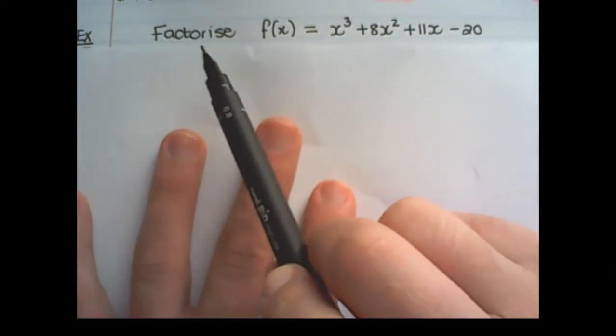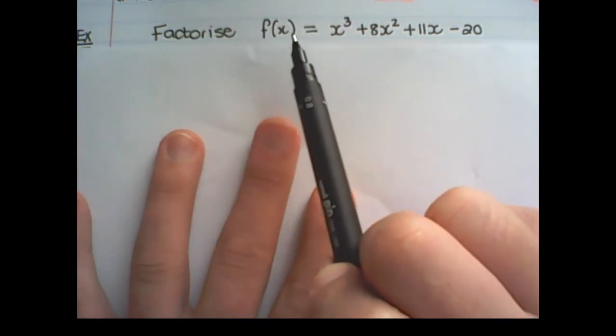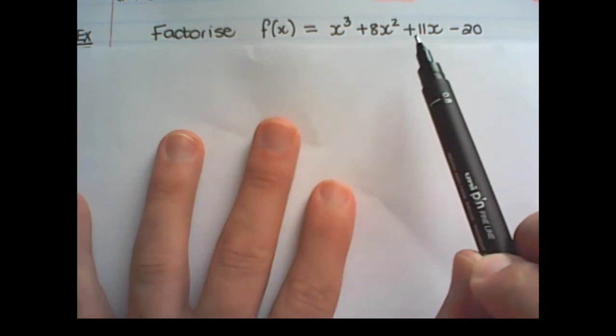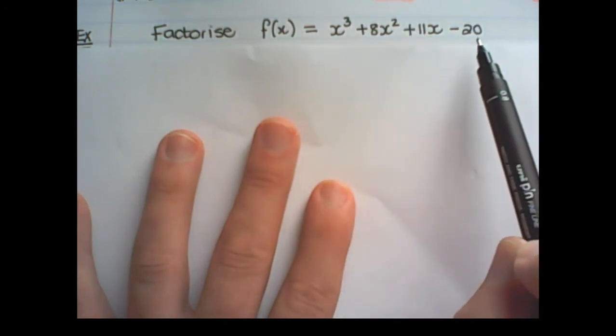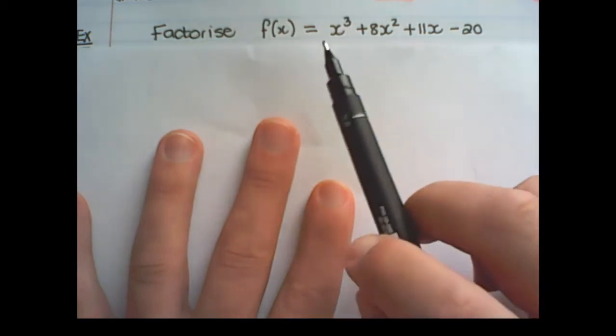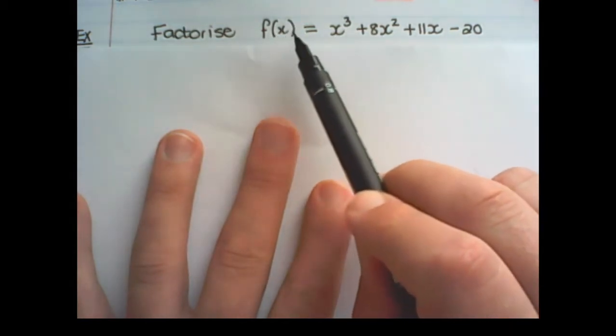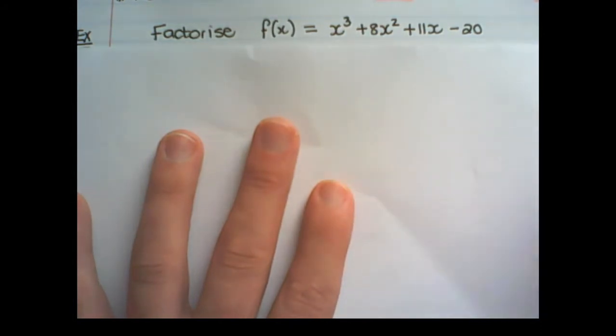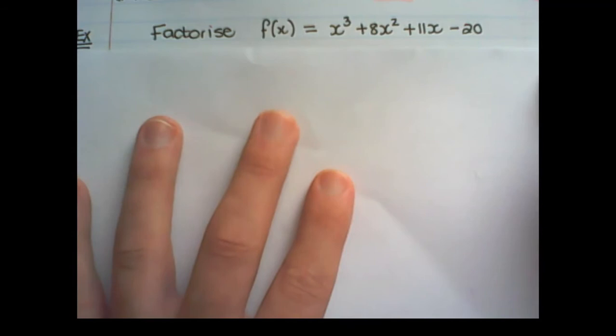So here's our example. We want to factorize f(x), where f(x) is equal to x cubed plus 8x squared plus 11x minus 20. The first thing we need to find is a value of x that will make this expression equal to 0. And that is the most important part. You're going to use different values of x and substitute them in here, but you don't have to show the calculations. You simply punch it in on your calculator or do it mentally, whichever is quickest for you.